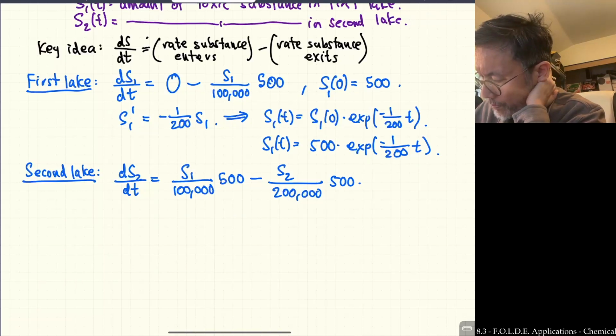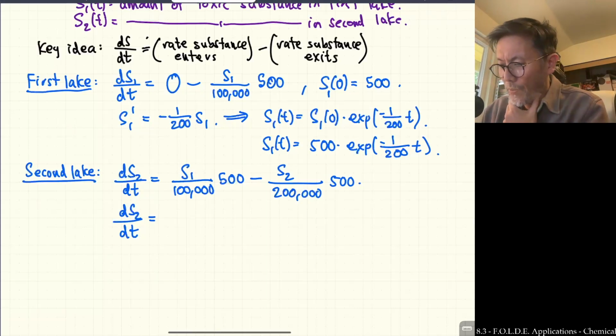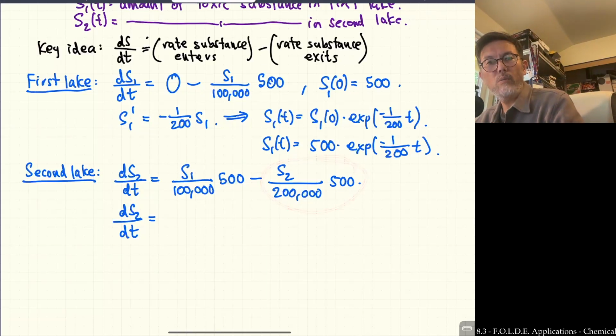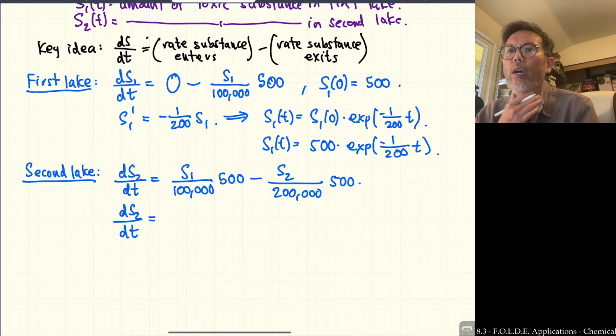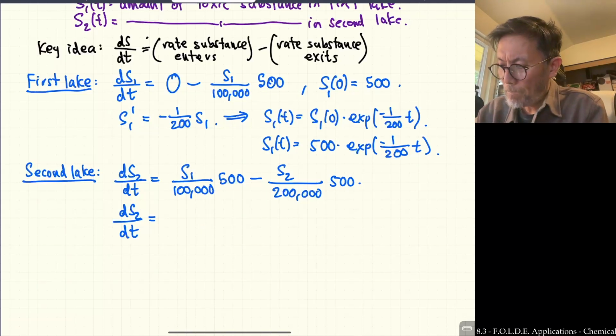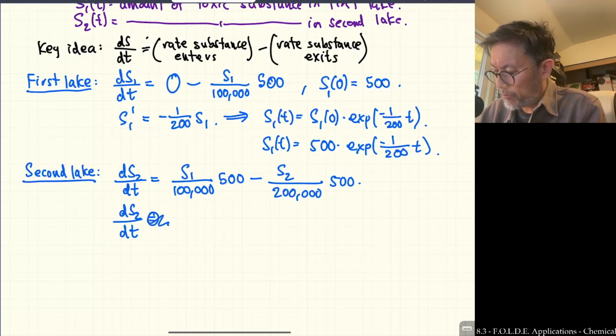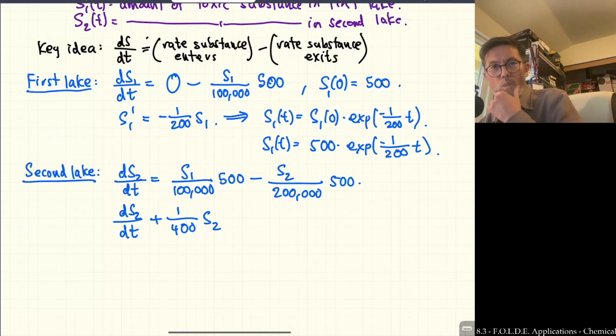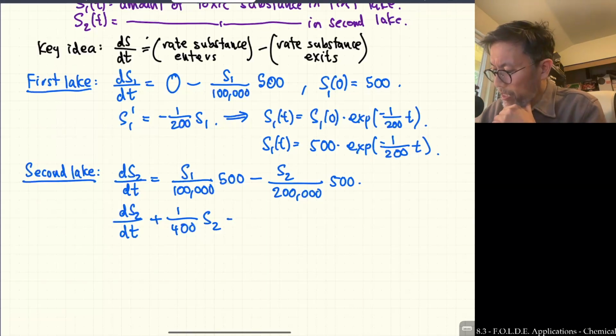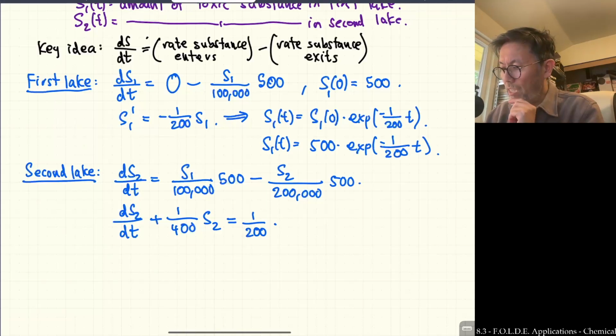If I simplify this by doing some basic arithmetic, I'm going to move this second term, for reasons that I know, to the other side. 500 divided by 200,000, I believe, is 1 over 400. And I've got a negative sign there, so I'm going to move it over to the other side of the equal sign. I get 1 plus 1 over 400 S2. Hopefully you can hold that. And then on the other side, 500 over 100,000, we've already said, is 1 over 200. But then we multiply this by S1 of T.